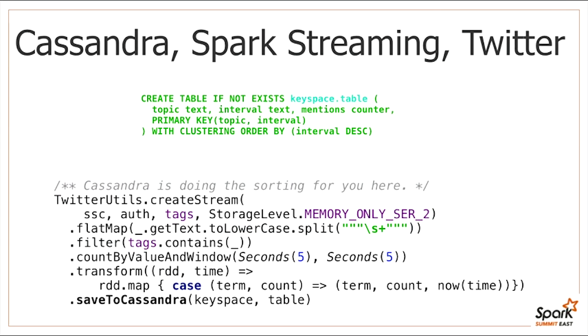Here's a basic Twitter sample, where we have our Twitter stream with events coming in, and then I'm doing count by value and window, so I'm doing some Spark streaming window operations. I transform my data and then save that to Cassandra. So what we're looking at so far is only writing data.